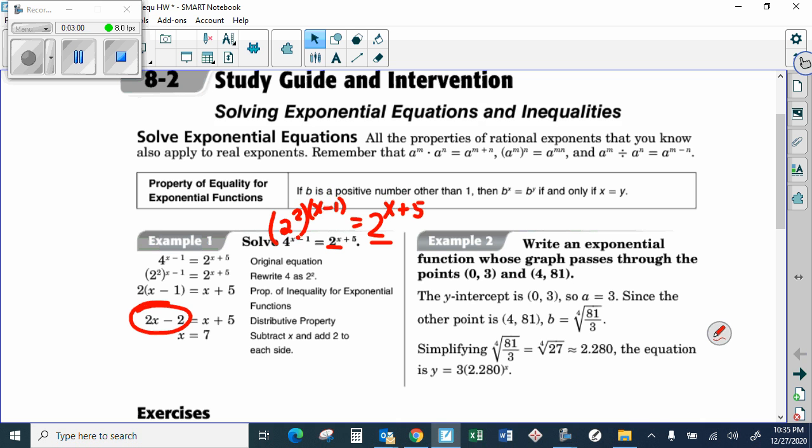So again, we have like bases, so we set the exponents equal to each other. So x plus 5 equals 2x minus 2. Subtract the x across, add the 2 across, and you get x equals 7.